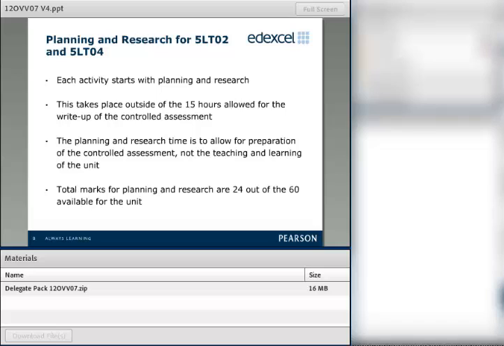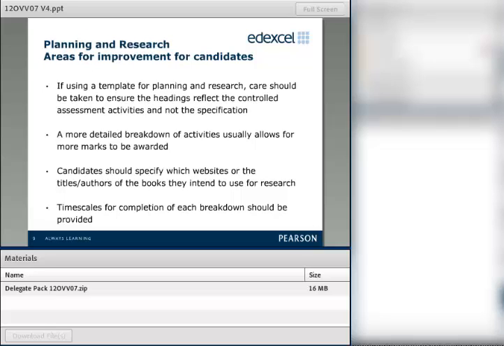So, common problems that we have had with planning. Let's have a look. Sometimes, even when candidates are given a template, the template doesn't follow the activities that need to be undertaken. They're looking more at how the specification is structured, and that's not really what we want at this point. We really want them to concentrate on what they're going to have to do for the actual controlled assessment, not what they're going to be covering in the teaching and learning of the whole specification.